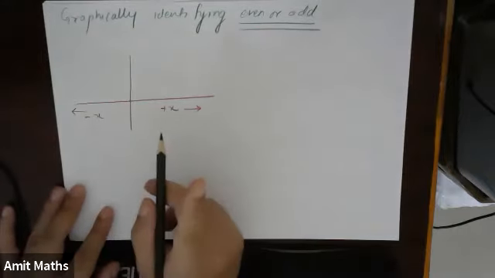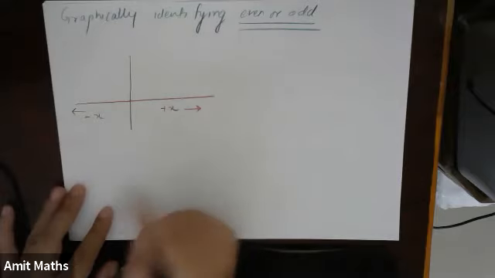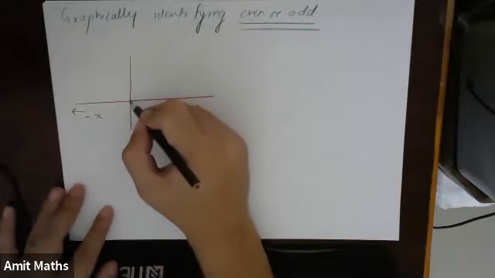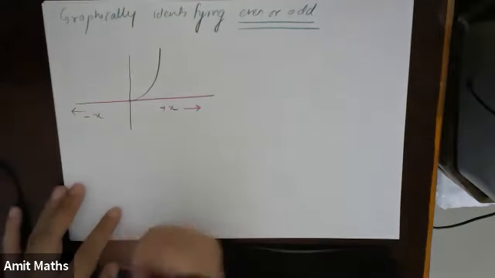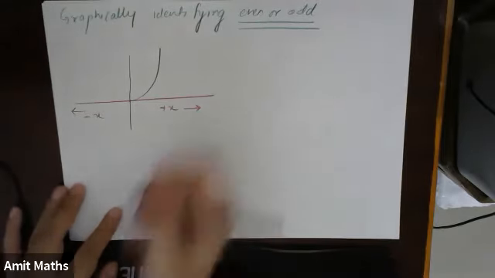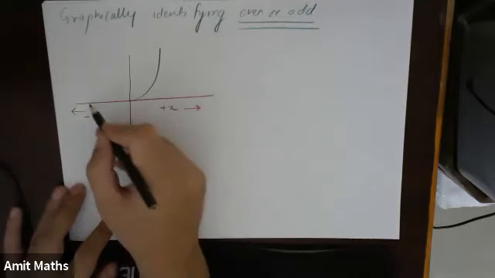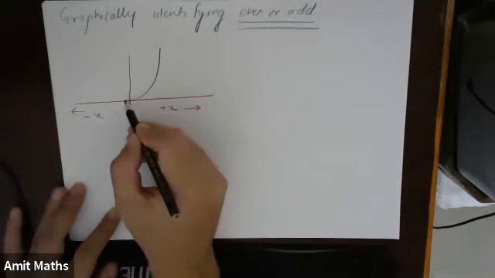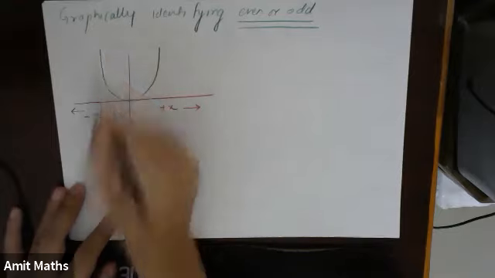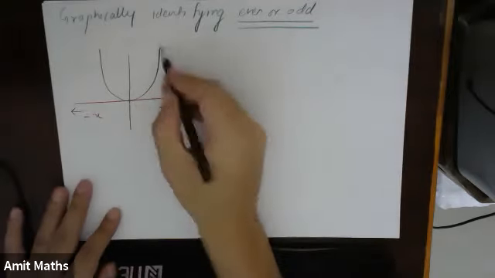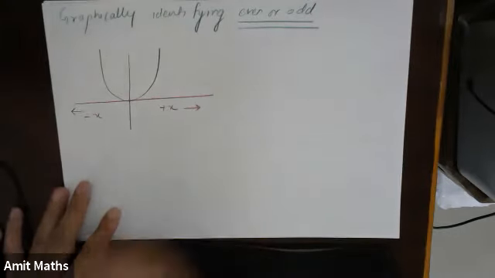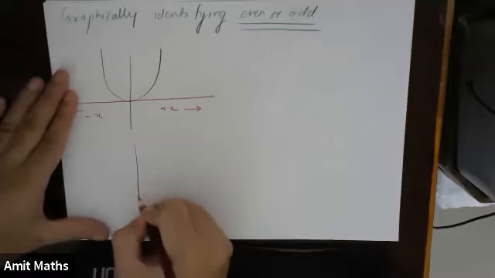We have given two examples, mod x and x square. So x square on the right side looks something like this. If it is an even function, x square should look exactly the same on the left side. Understood? Fine. What was mod x? So this is x square. I'll draw separately for mod x.